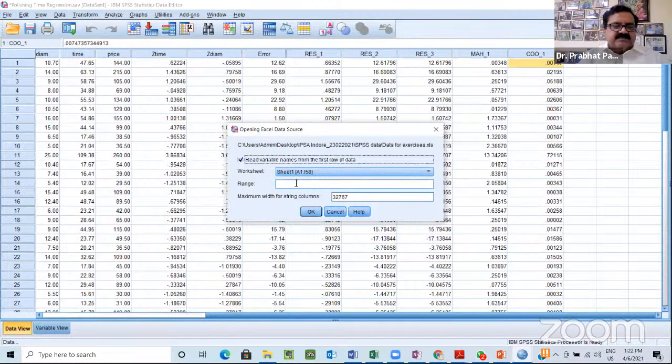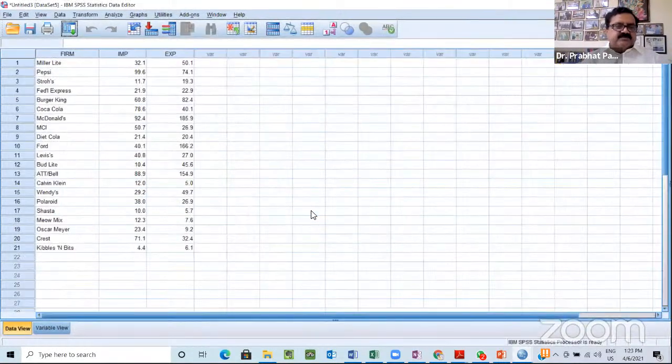I said yes, read it from the first row. The data is in sheet number 1. I said yes. What is the range of the data? So my range of the data is E3 to G24. So I know it, I have noted it down. If you want to import any data from the Excel file, you have to first open the data and read it and note down from which point to which point you want to import. Because I know the data, that's why it's easier for me to do that.